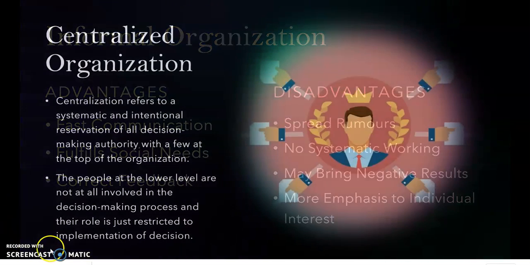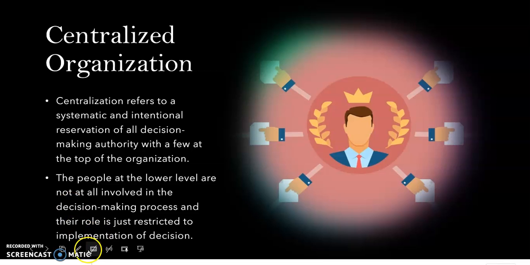Now, let's take a look at the next type of organization, which is centralized organization. What does the word centralization mean? Centralization refers to the systematic and intentional reservation of all decision-making authority with very few people at the top of the organization. This definitely includes the board of directors. Any organization is centralized when decision-making authority is retained by higher management levels only.